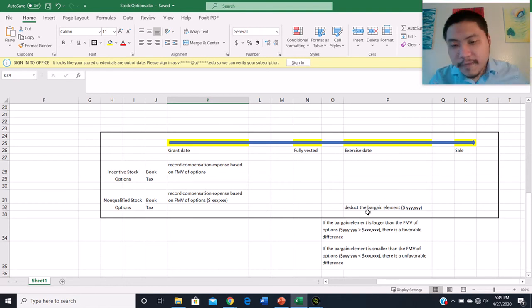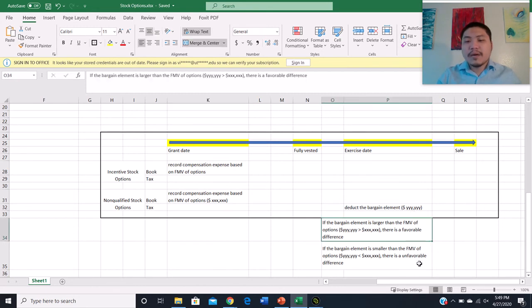But if the bargain element here is larger than the fair market value of the option, so here I put y greater than x, then there's going to be a permanent favorable difference between these two. Because if this amount is larger than this amount, for tax purposes that means the firm can deduct more, so it's going to create a favorable difference.